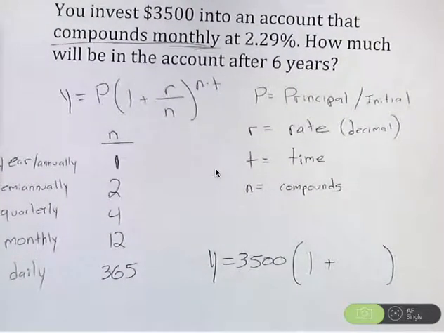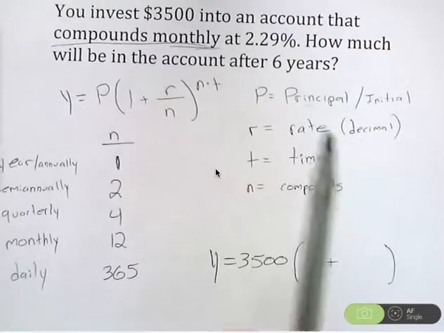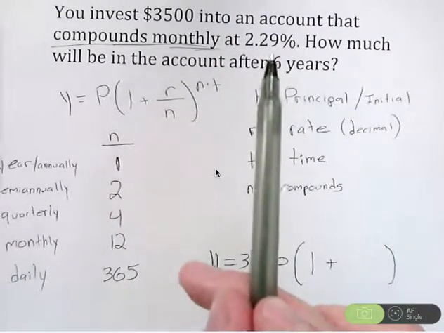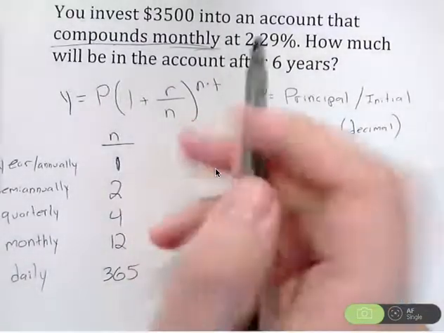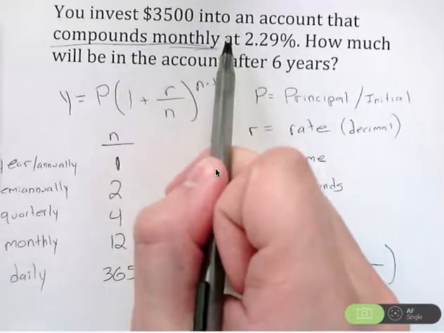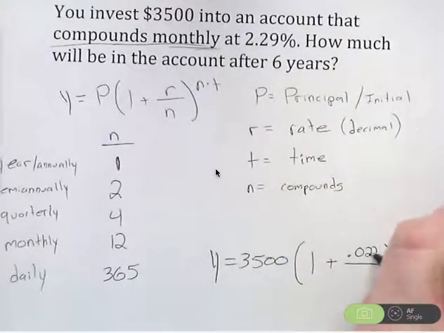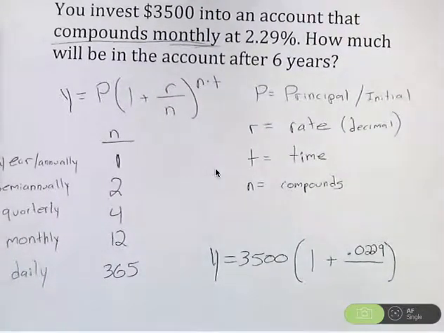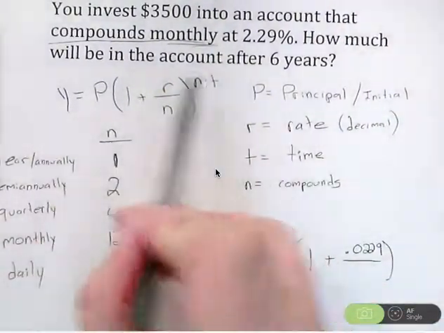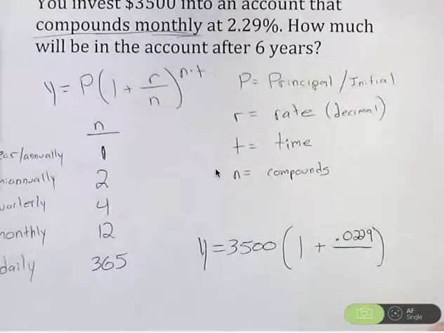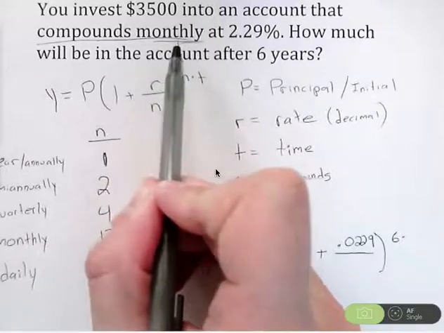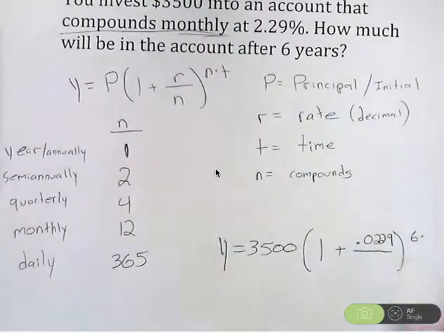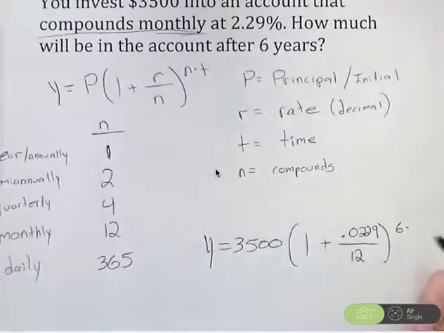And then I'm going to go into, well, what's the R, the rate? Well, it says 2.29%. If I want the decimal form of that, we're going to move our decimal point 2 places to the left. So that would make it 0.0229. And then T, time, how long are we doing this? It says after 6 years, so I can plug in T is 6. Then I need to figure out N, how many compounds. Since it's compounding monthly, how many months are in a year? 12. So I'm going to plug in 12 for my N.